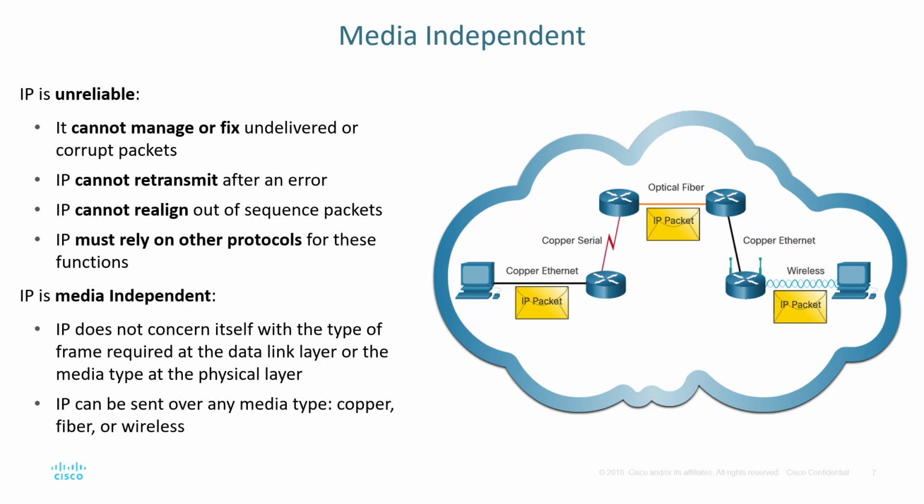Unreliability. It cannot manage or fix undelivered or corrupt packets. It cannot retransmit if an error occurs. It cannot realign out of sequence packets. It must rely on other protocols for these functions, which is why you see TCP coupled with IP for reliability.